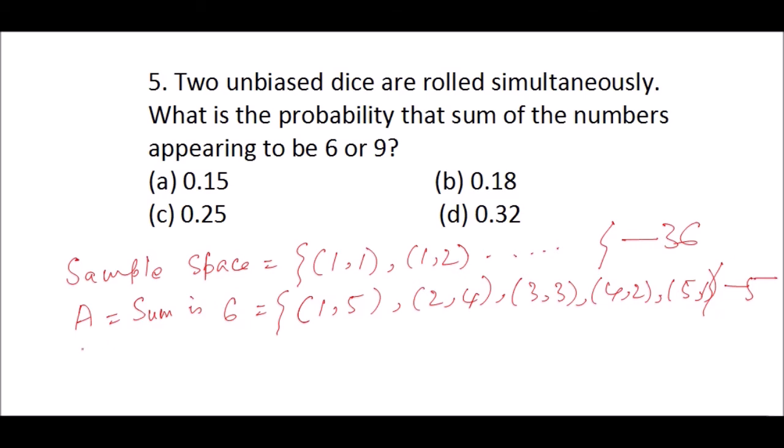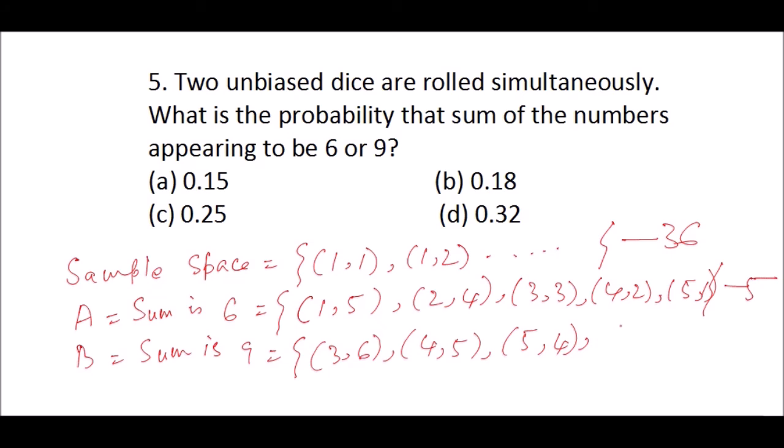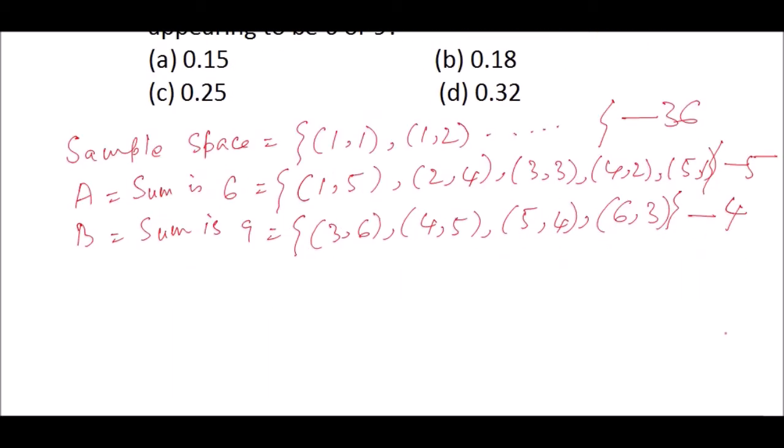And another event B where the sum is 9. Then what are the possible entries? You can see it is possible (3,6), then (4,5), then (5,4), then (6,3). These are the possible entries where the summation is 9. And how many elements are there? 4 elements.